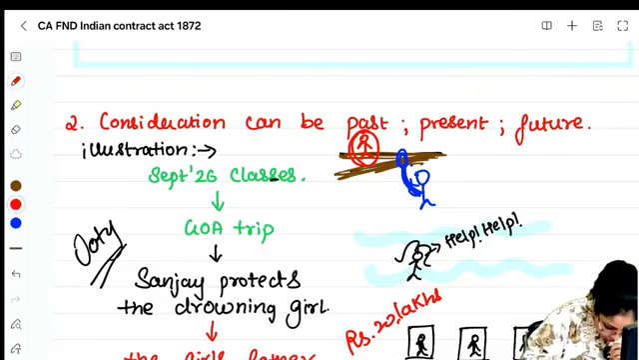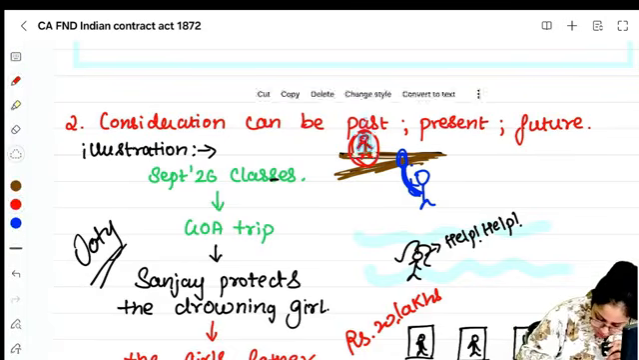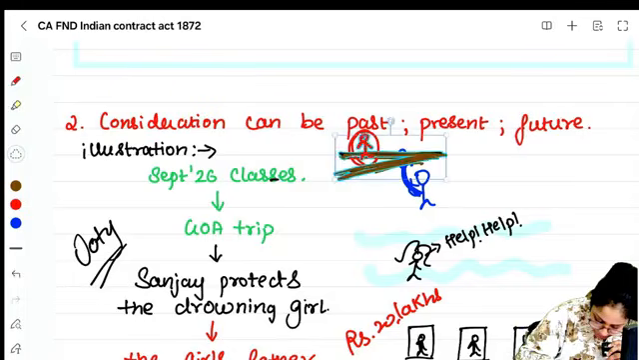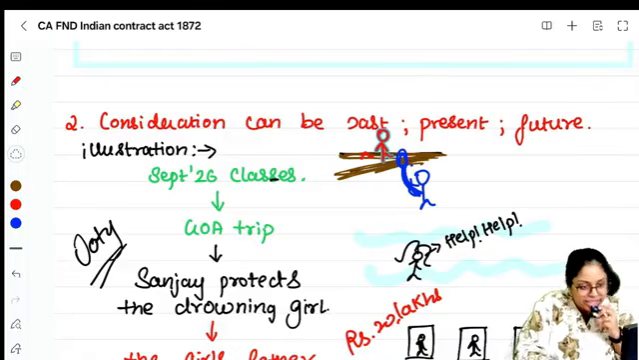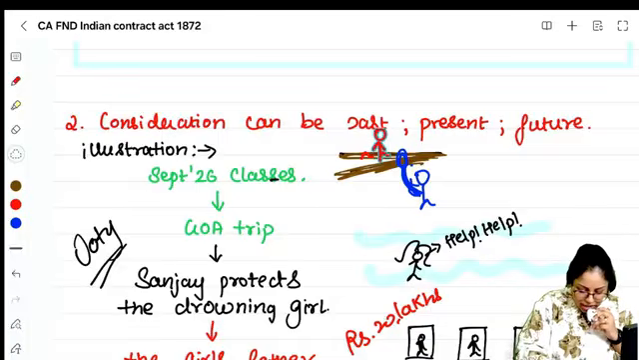Okay, this guy is going now. Wait one second. Now this is Sanjay. Now let's suppose Sanjay is going and seeing who this is. He found out that this particular girl is there.